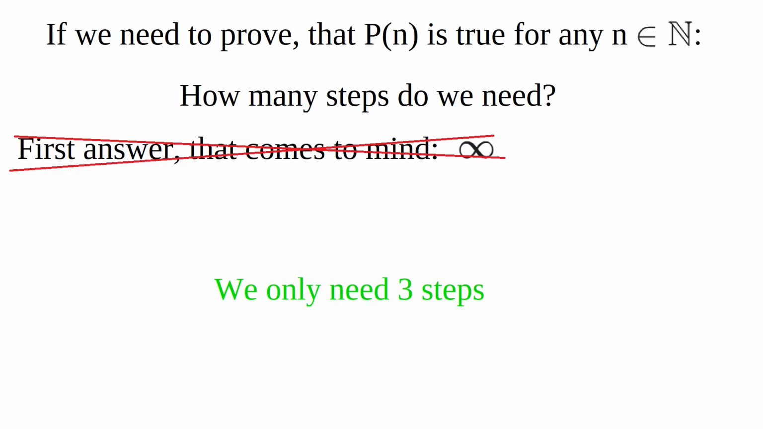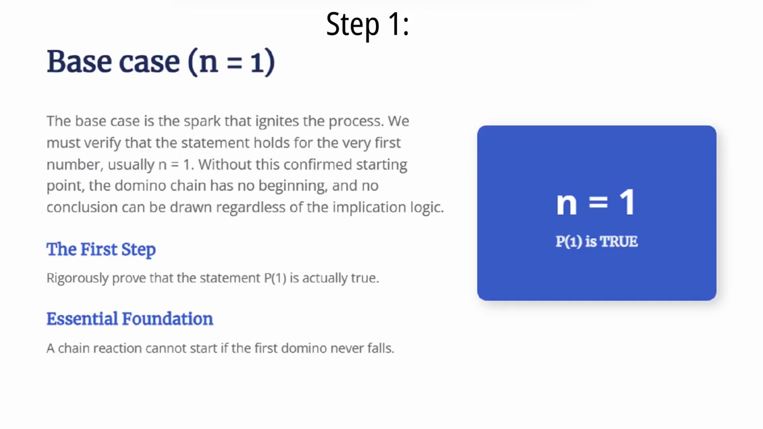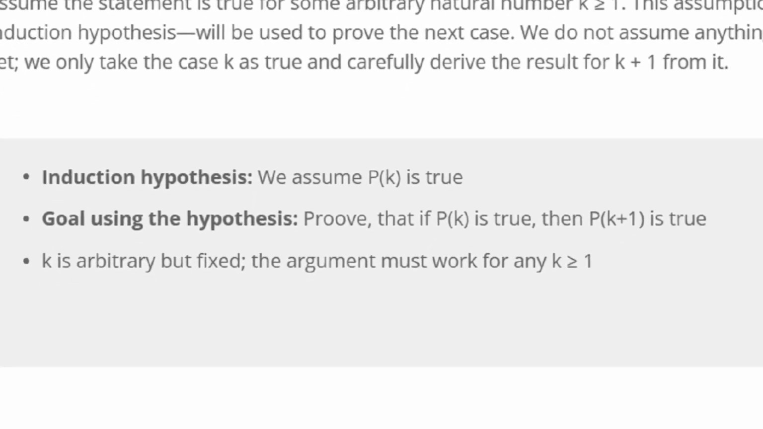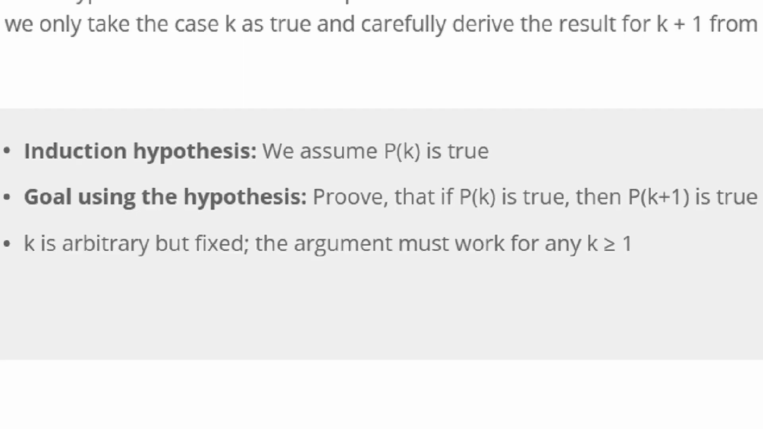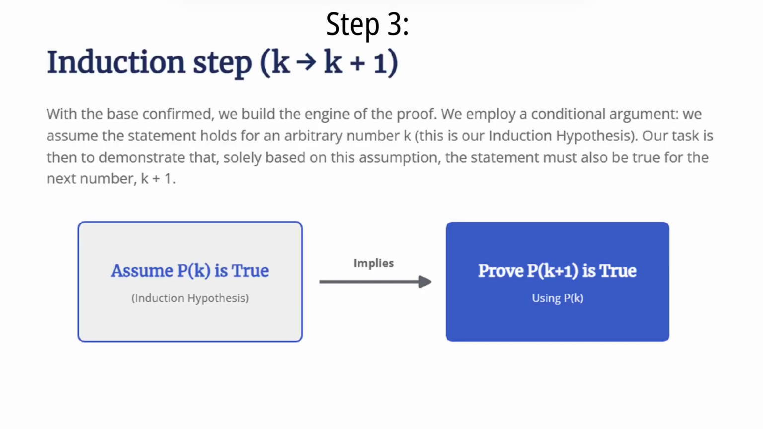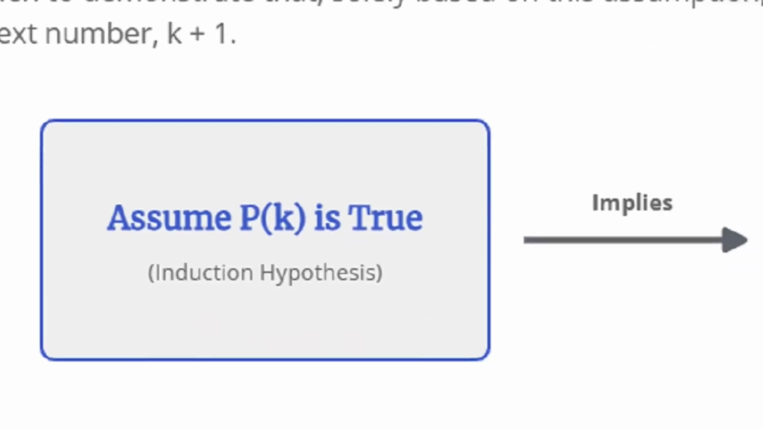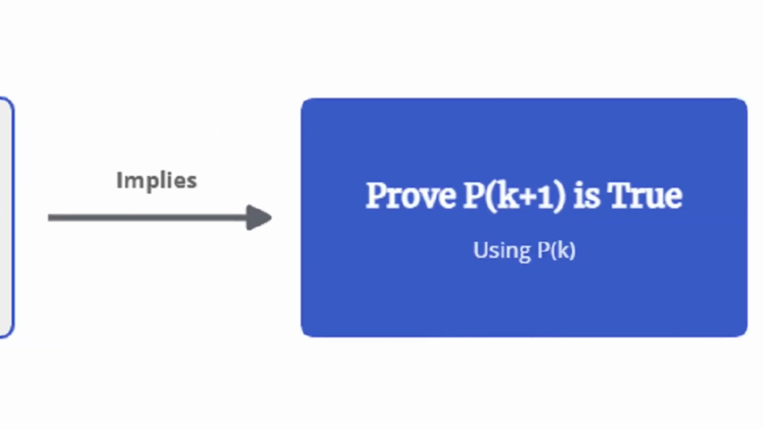Now, let's look at the steps. The first step is the base case. The base case is when we prove that the statement P is true for the natural number 1. The next step is the induction hypothesis. What we do in this one is assume that the statement P for the natural number K is true. And the third step is the induction itself. And in this one, we need to prove that if the statement is true for the number K, then it's going to be true for the number K plus 1.